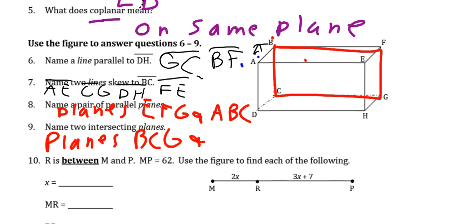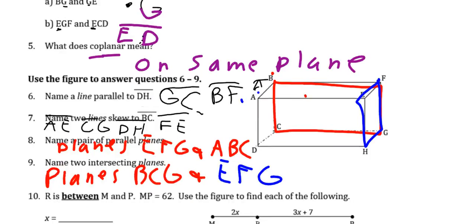So if I wanted to pick this, EFG, and that's one of many possible answers. So just pick a wall, or a floor or ceiling, and pick something that's touching it.